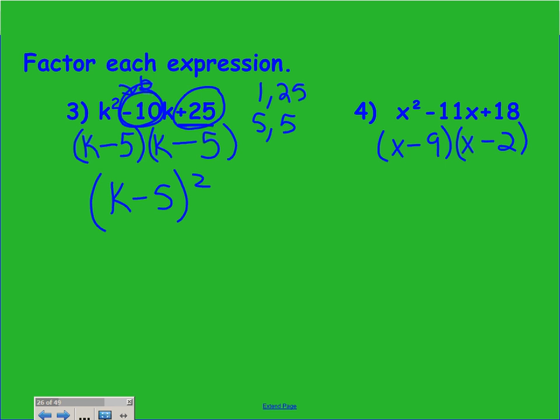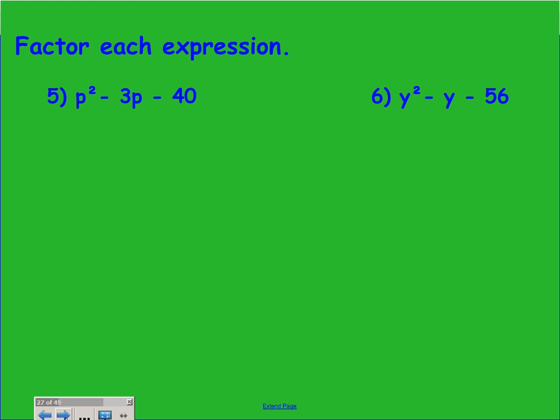So your final answer there should have been x minus 9 times x minus 2. And so, so far we did 1 and 2, both were positive. We did 3 and 4, both were negative. Once again, if the C term is positive, but the B term is negative, then that's going to make both of those terms negative. Now let's look at our last two. I'll do 5 with you, and then I will ask you to try 6 on your own.